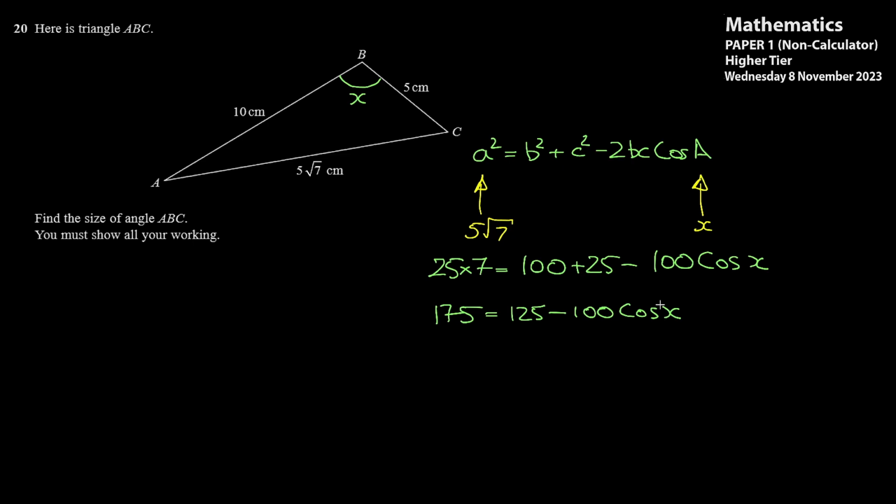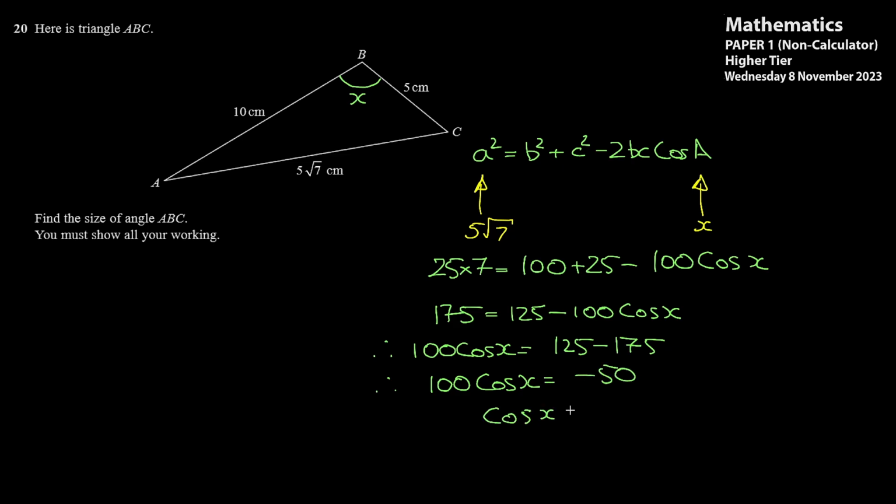We need to make cos x the subject. So therefore I can say that 100 cos x, I've moved that over here, is equal to 125 minus 175. So therefore 100 cos x is equal to negative 50, and cos x is equal to negative a half.